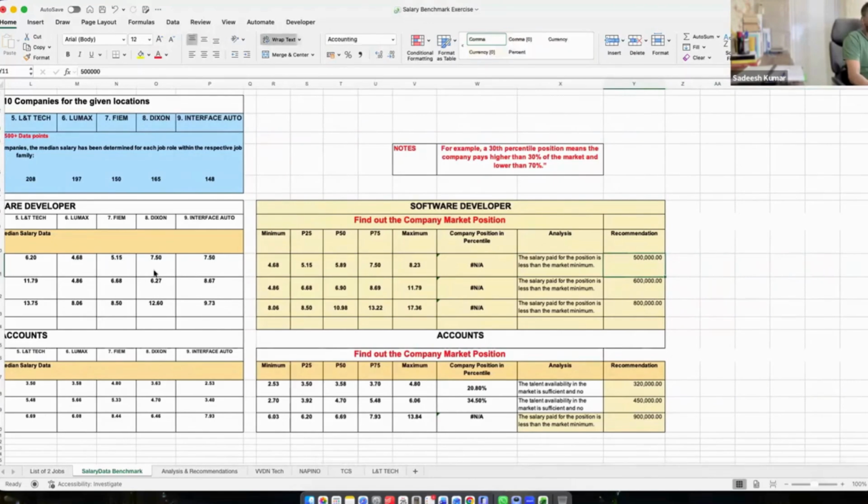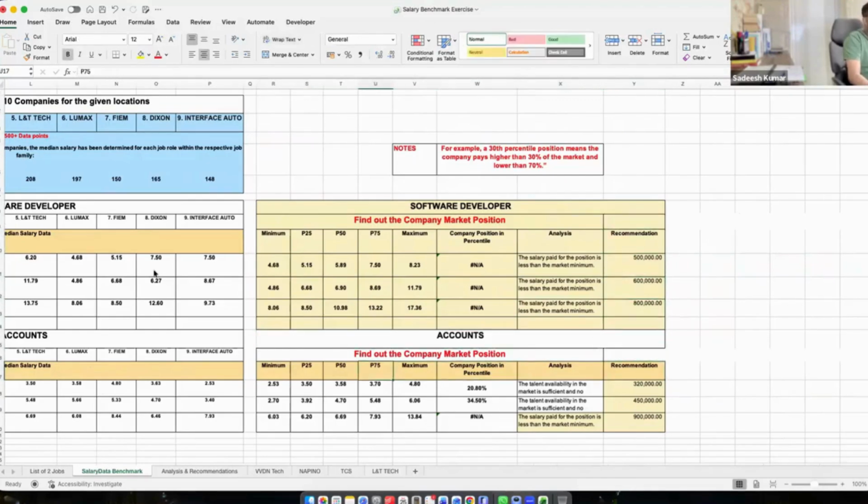Through the discussions, we have come to our recommendations wherein the salary is to be revised to 500,000. Likewise, for all positions, the percentile ranking was identified, it was analyzed, and a new salary was recommended. So this was one exercise.